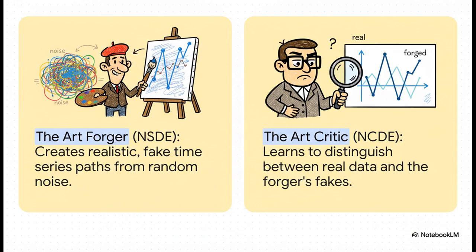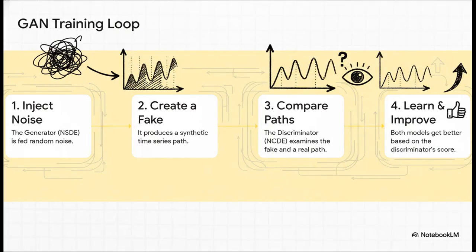And our neural CDE, remember that one? It plays the art critic, or the discriminator. Its job is to get incredibly good at spotting the forger's fake. So the training process becomes this constant battle. First, the generator, or forger, takes some random noise and makes a fake path. Then, the discriminator, our critic, looks at that fake and real path and has to decide which is which.